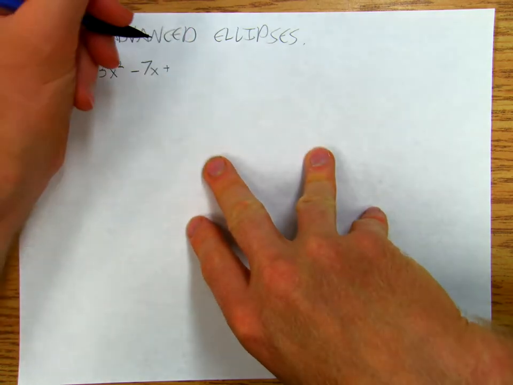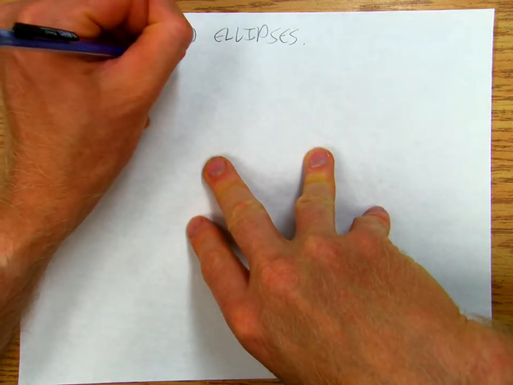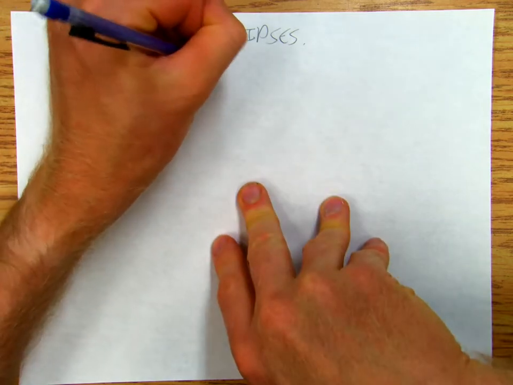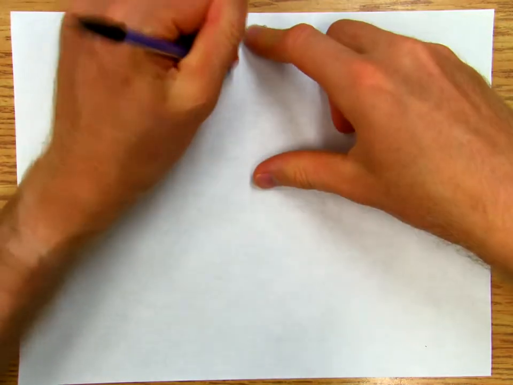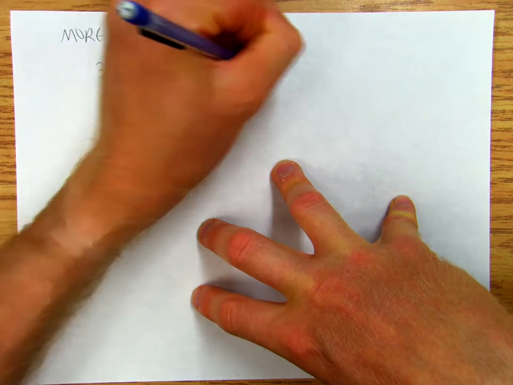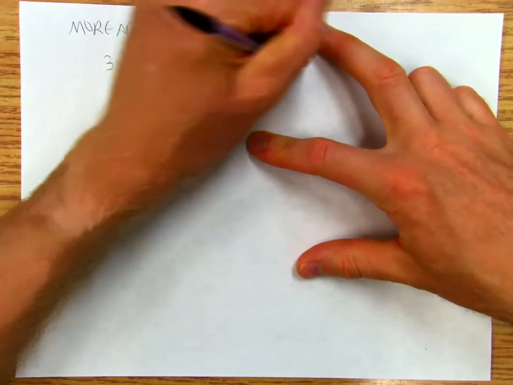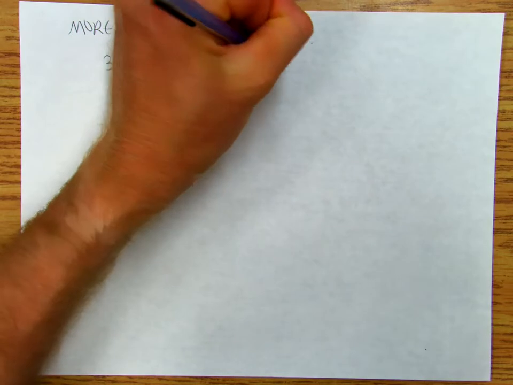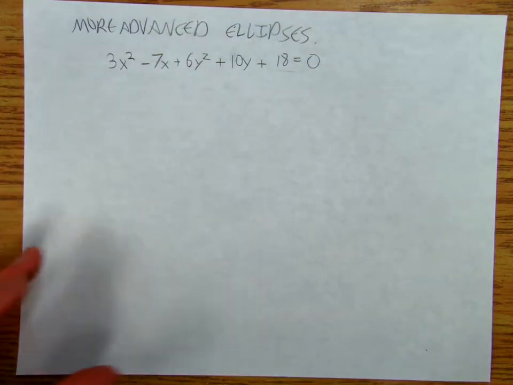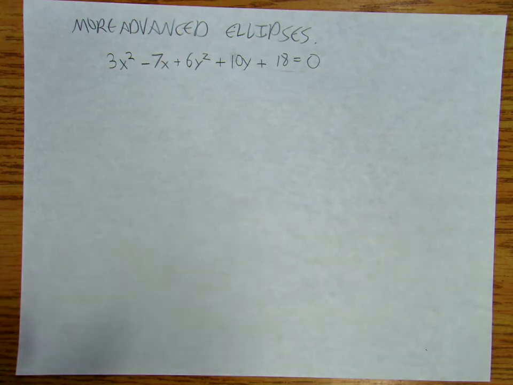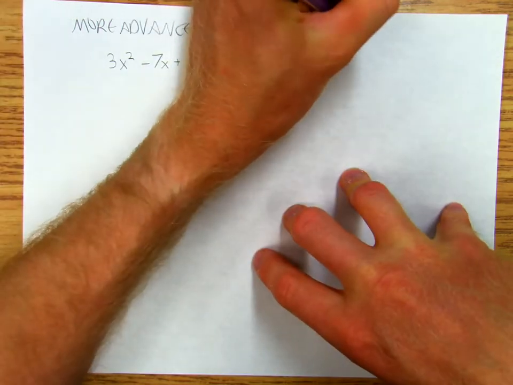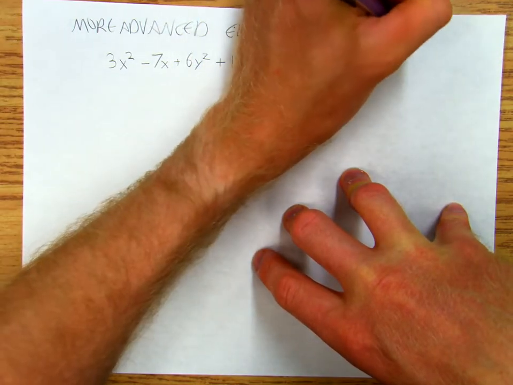plus 6y squared plus, let's make it 10y plus 18 equals 0. I just made those numbers up off the top of my head just now. And so everything's going to be really messy in this one, but that's okay. So this is more advanced, so this means messy numbers.